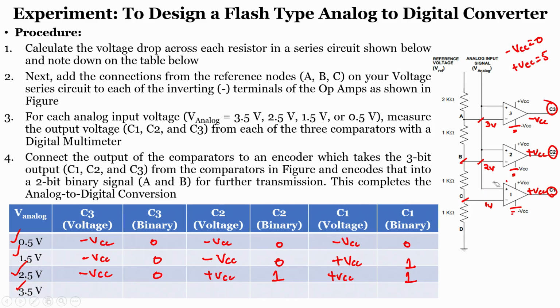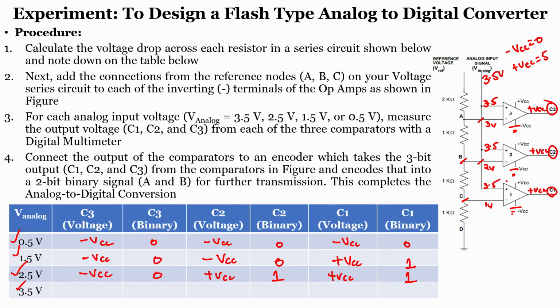For 3.5 volts, if I put 3.5, this will be 3.5 volts, this is also at 3.5 volts, this is also at 3.5 volts, right. So what will be the output voltages of all the comparators? If you see, the output voltage 3.5 is higher, so this becomes plus VCC, this also plus VCC. And even in comparator 3, the positive terminal voltage is higher, so this will also be plus VCC.